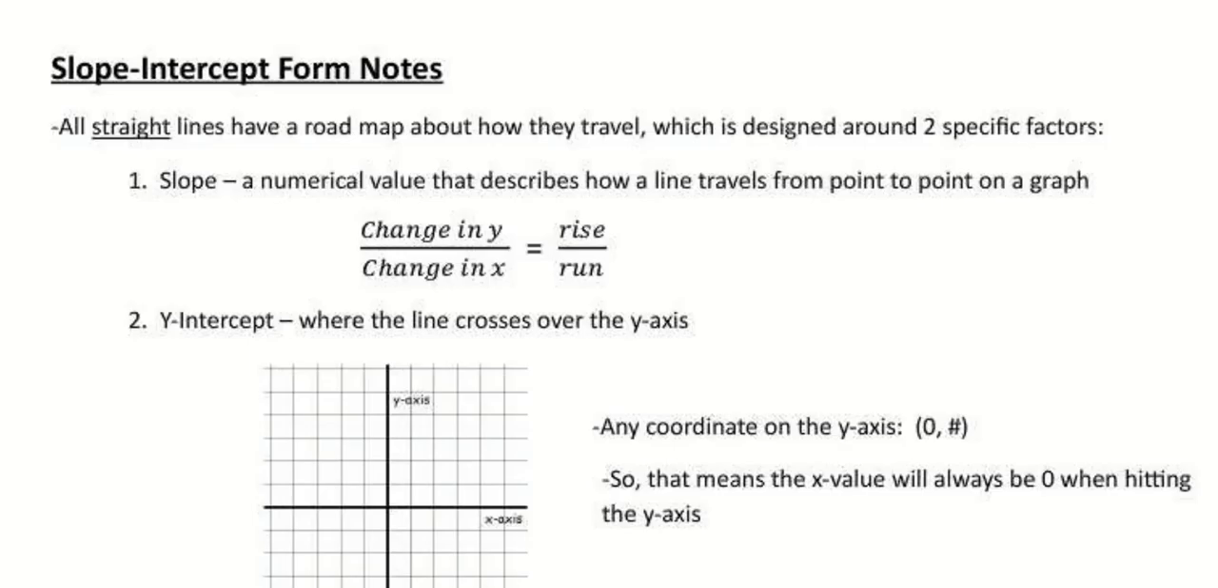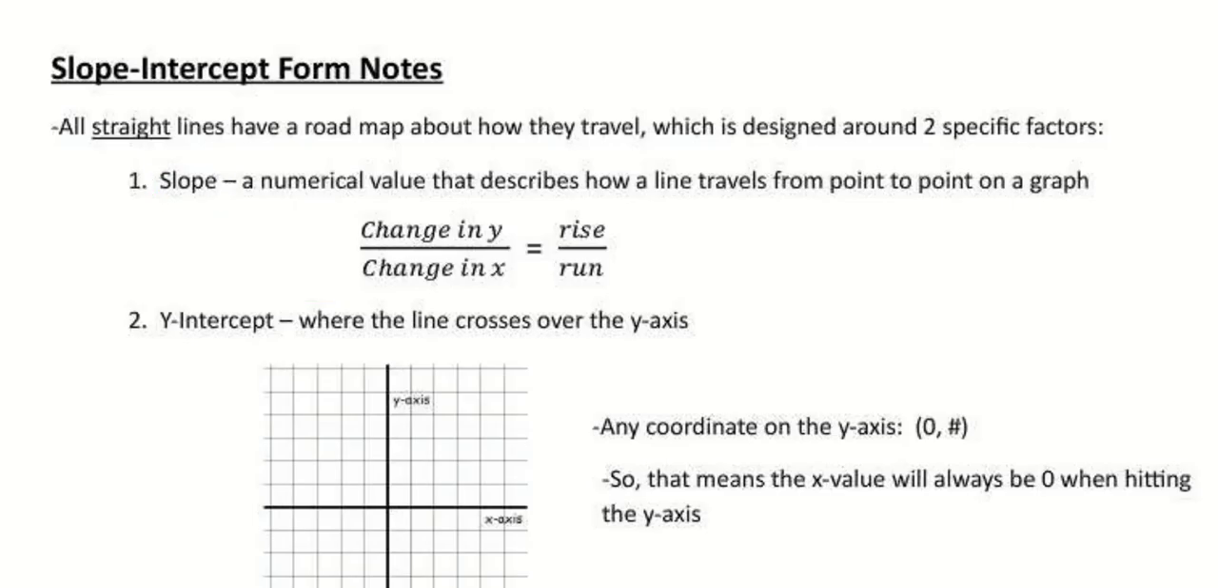So when I draw a straight line, that straight line always has a road map, okay? And that road map is based off of two specific factors that you will always be looking for in these straight lines. The first one of those is: what is the slope? Again, the slope is the numerical value that describes how a line travels from point to point. And we know it as the change in y, your up and down or your rise of the line, compared to how it's moving side to side, which is the change in x or your run. Okay, so it's always that fraction. Sometimes we write it as a whole number because it's over 1, but it usually starts as a fraction. Okay, so we practiced finding the slope. That should be pretty easy to find.